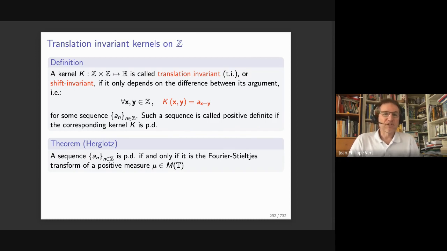And the Fourier-Stieltjes transform is just the Fourier transform of a measure that we will define formally in the next slide. But before going to the technical details, what's important to see here is that this fully characterizes exactly all positive definite kernels which are translation invariant. These are the functions which are Fourier transforms of positive measures, right?